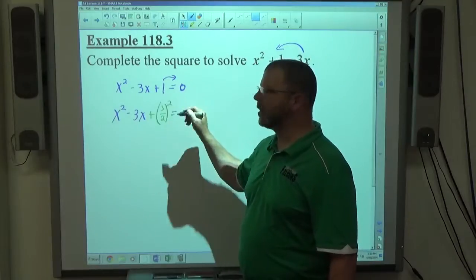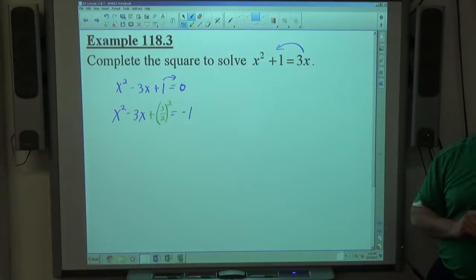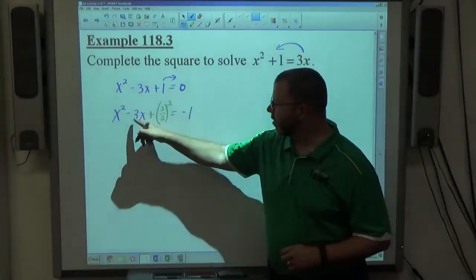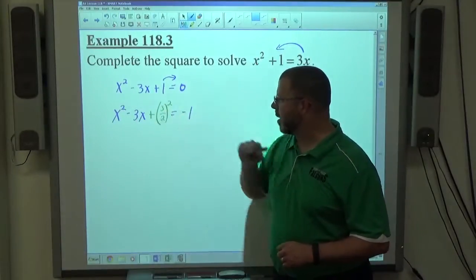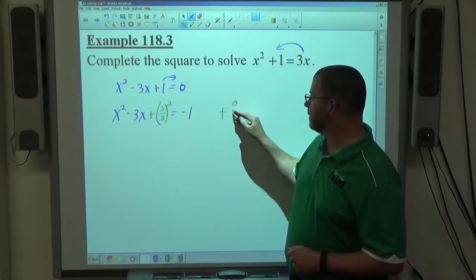I'm squaring this every time, so it's always positive. Don't ever write minuses in that part. If you write a minus, it's still going to end up being positive, but your chances of messing up are increased. So regardless of positive or negative value there, always make that a positive. So 3 over 2 squared, and that value is 9/4, right?